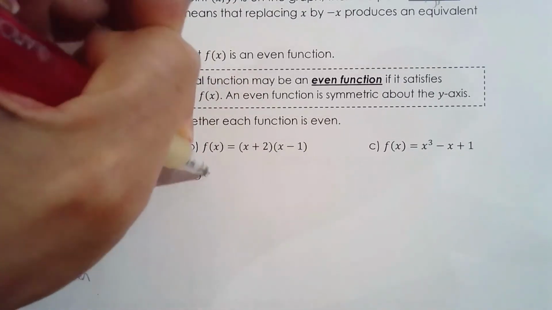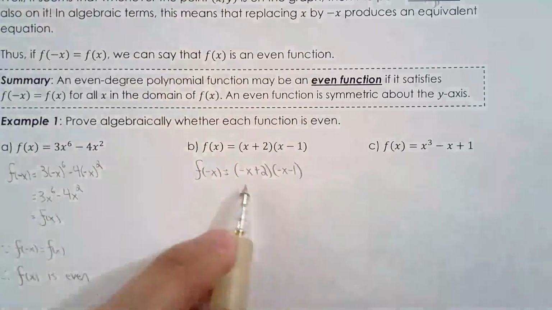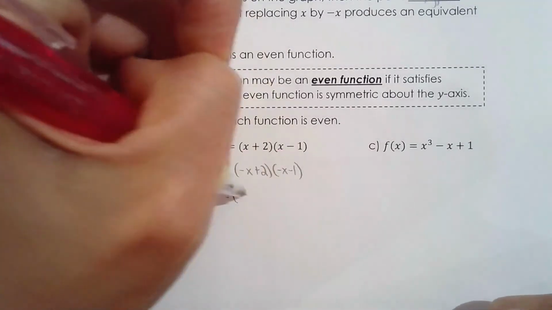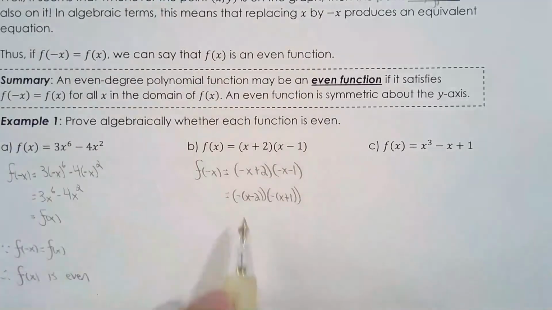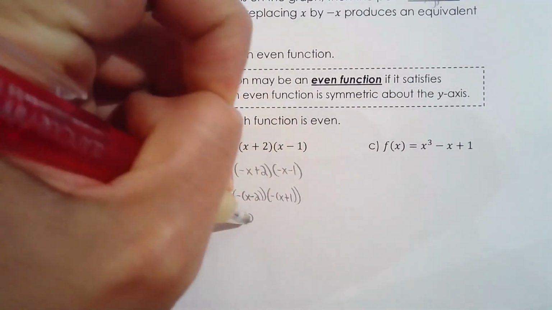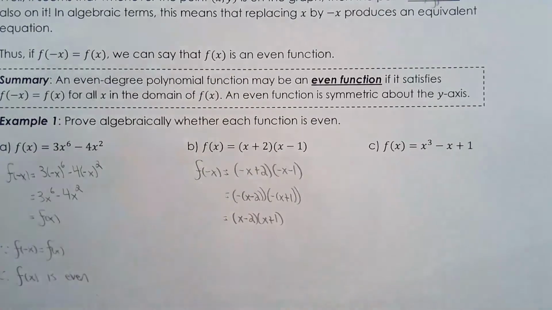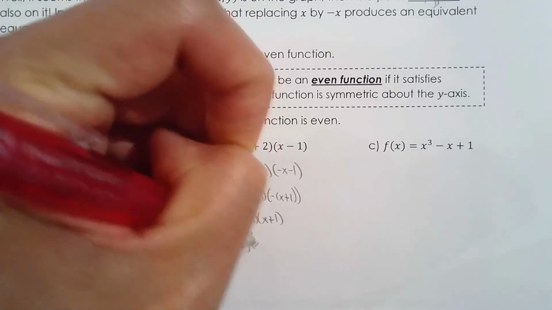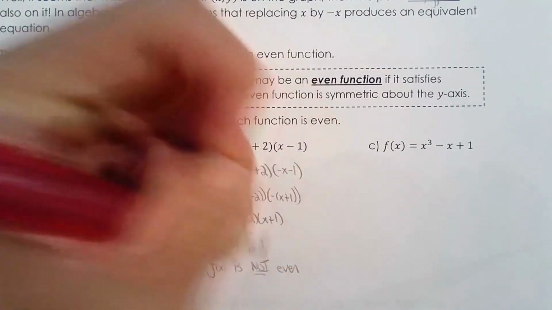So, f of negative x. Every time I see x, I replace it with negative x. I factor out -1. So, I'll show all my steps here. If you factor out -1, -1 times -1 would be +1. So all you're left with is x minus 2, x plus 1. And guess what? x minus 2 times x plus 1 is not the same as f of x. So since f of negative x is not equal to f of x, therefore f of x is not even. Okay?